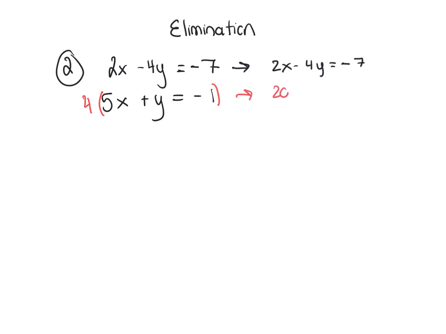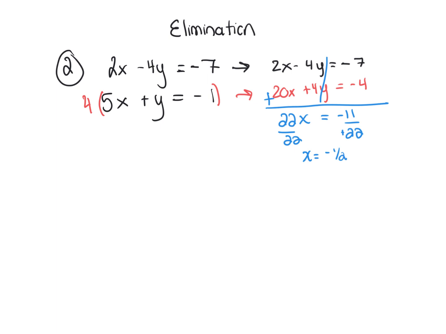So you get 20x plus 4y equals negative 4. And now I can go ahead and combine these. The y's are going to cancel off. I get 22x equals negative 11. Oh, positive 22. And so I'm going to get that x equals negative 1/2.